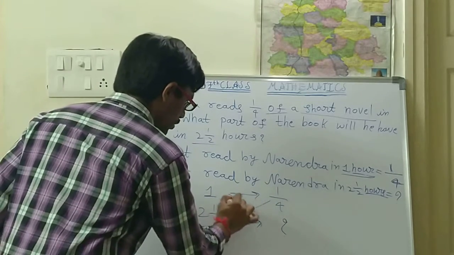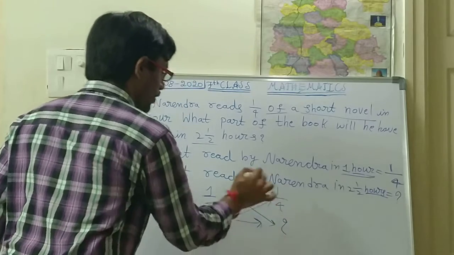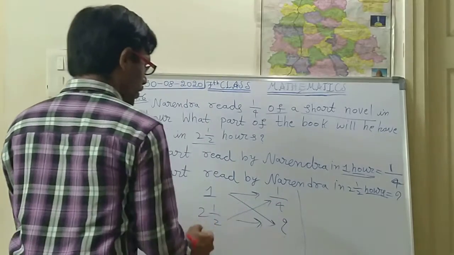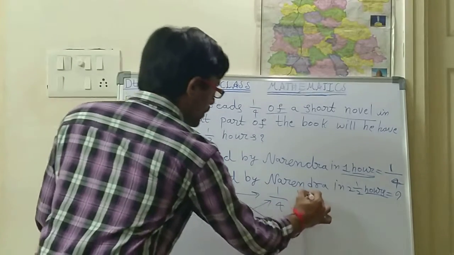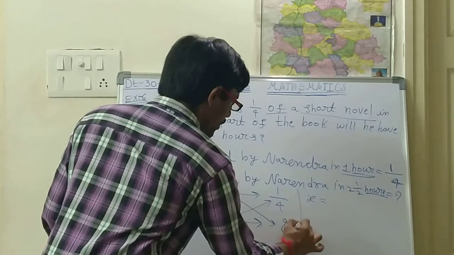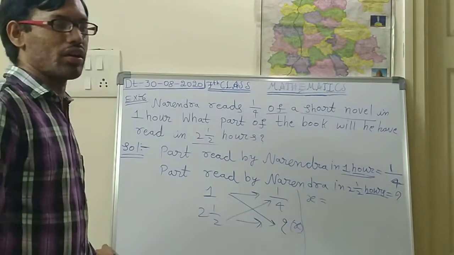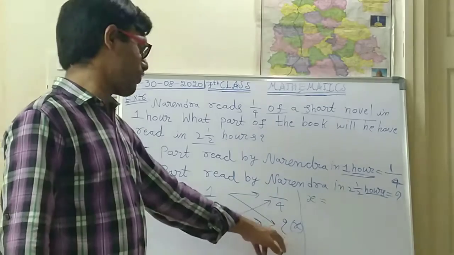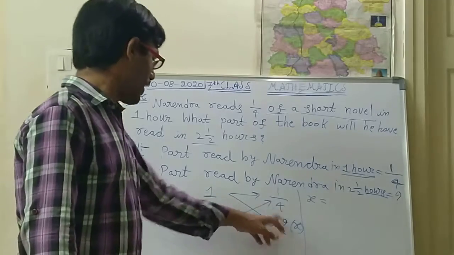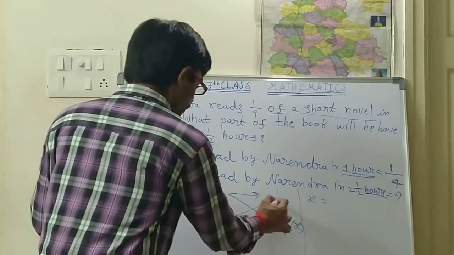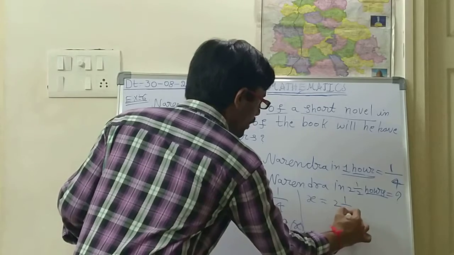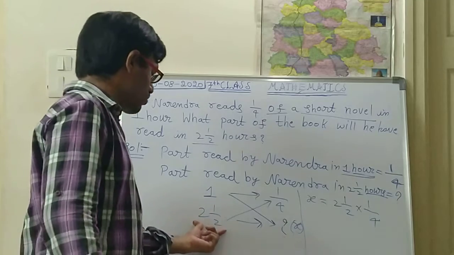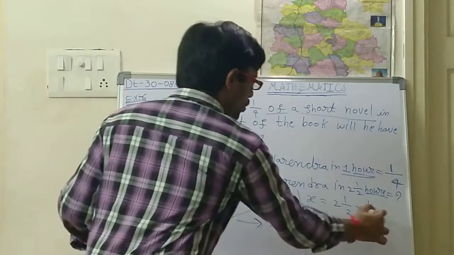Next, you do the cross multiplication. So like this you should keep. After cross multiplication, how can you do it? 1 into x, so x is equal to, let this be x. x is the part read by Narendra in 2.5 hours. We don't know the value, we should find that. So x into 1 is x, equals 2 1 by 2 into 1 by 4. So this one into this one, these two are multiplied.